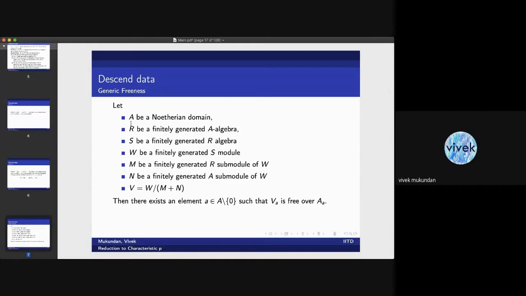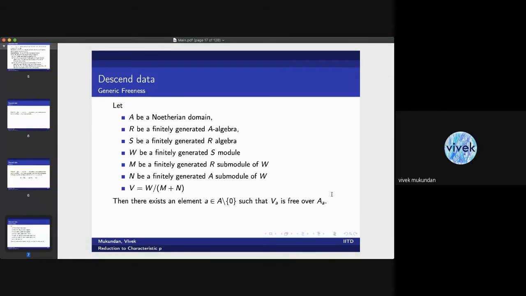A is a Noetherian domain, R is a finitely generated A-algebra, S is a finitely generated R-algebra, W is a finitely generated S-module, M is a finitely generated R-submodule of W, and N is a finitely generated A-submodule of W. V is W modulo M plus N. Then there exists a non-zero a in A, such that V_a is actually free.